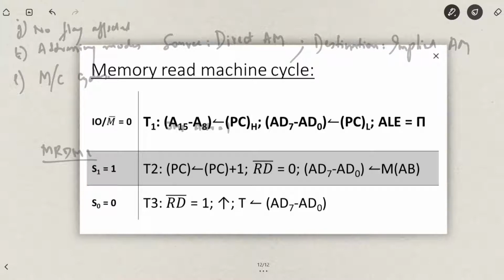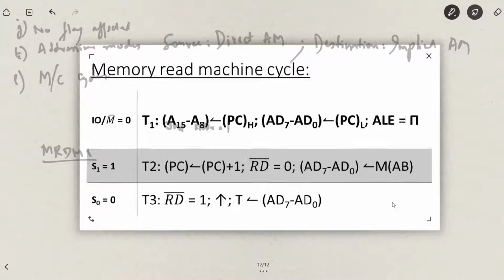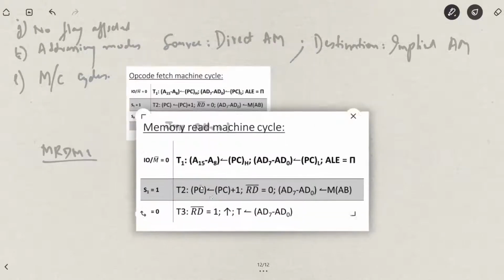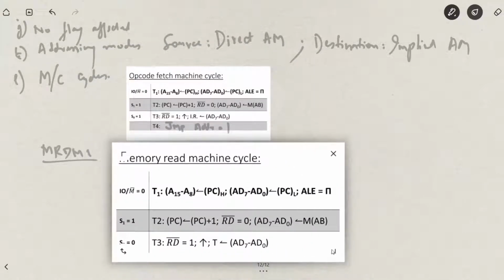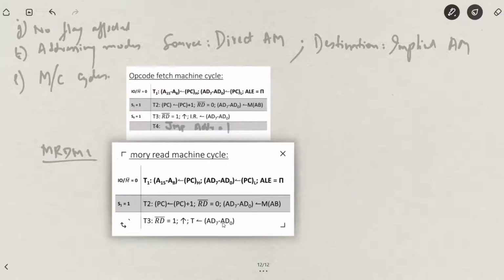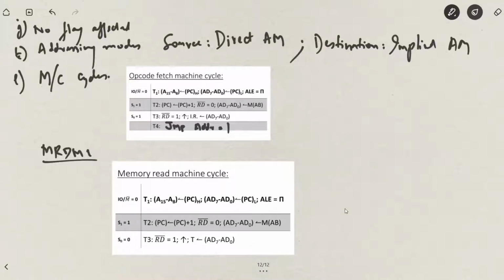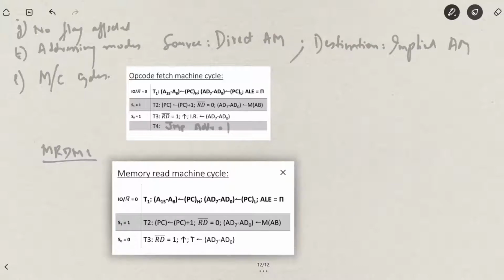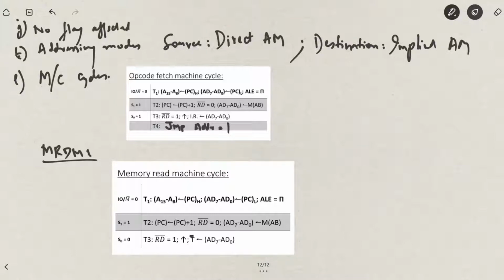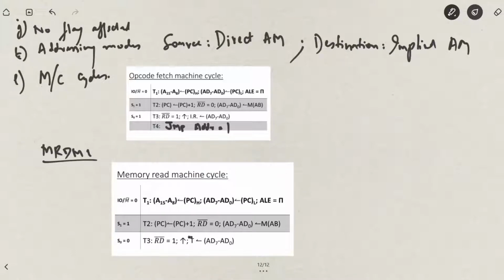So this is your memory read machine cycle that we have actually seen previously also. The PC is being loaded onto the address bus in the T1 state. The PC will be incremented in the second state. In the third, it is not T here, it will be Z now. So this is memory read machine cycle 1, and similarly you will have memory read machine cycle 2.